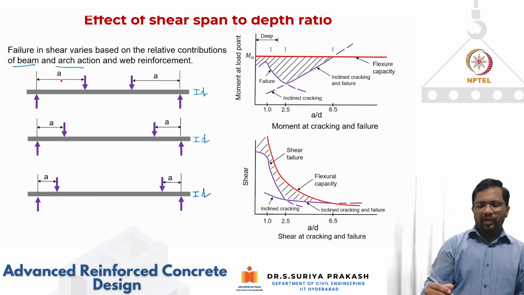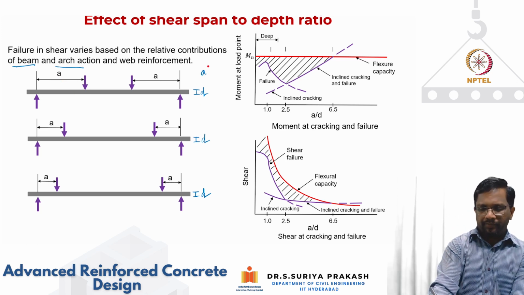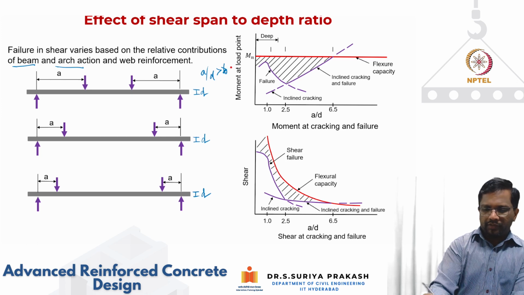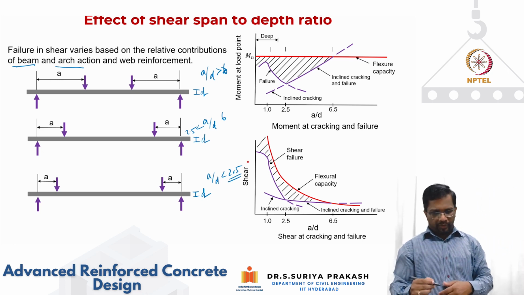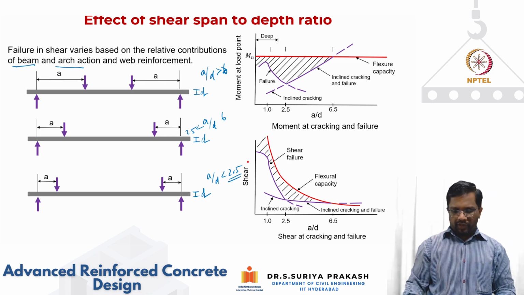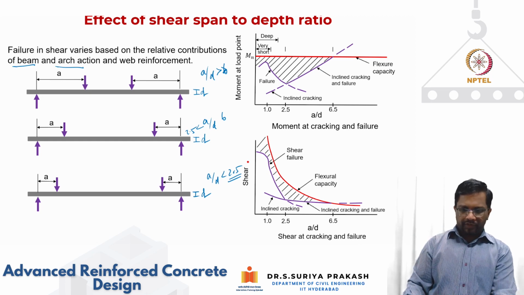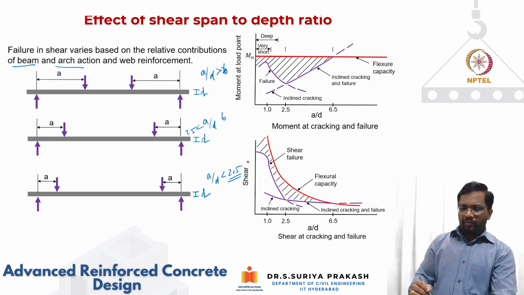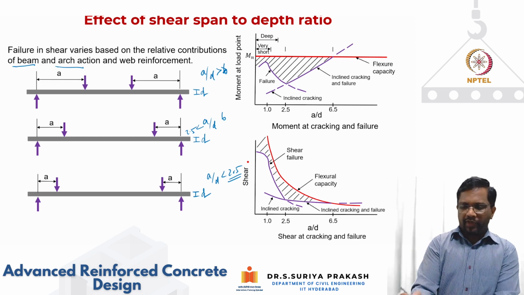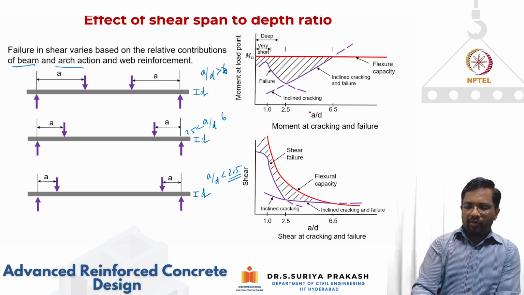The first beam is having a higher a, or in other words, higher a by d. a by d is very high. Here the a by d ratio is, let's say, higher than 6 in this case. Here the a by d ratio is between 2.5 and 6. Here the a by d ratio is less than 2.5. So these are the three scenarios that we are going to look at and see what is going to happen to the failure.